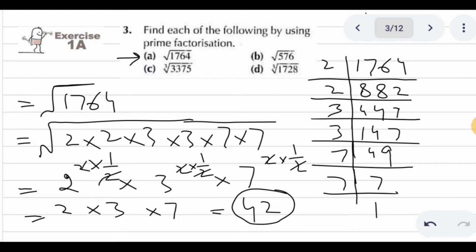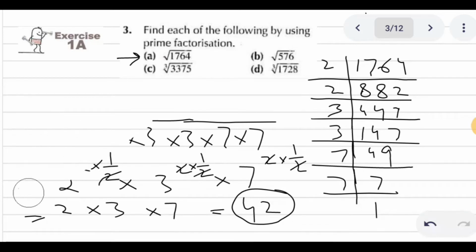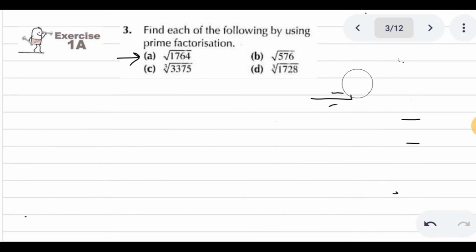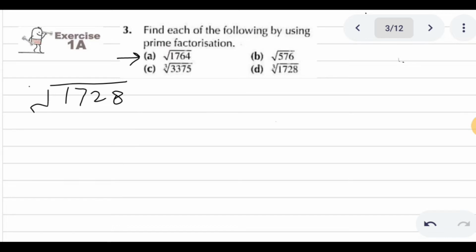42. Now we are going to solve a question of this part, that is about the cube root. So we will solve part D. In part D they are asking us to find the cube root of 1728. First of all we will find the prime factors of 1728. 1728 is divisible by 2.